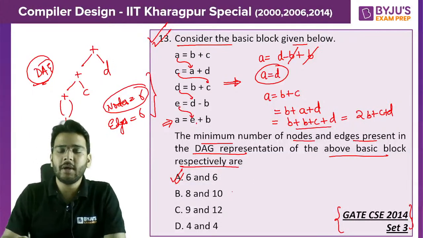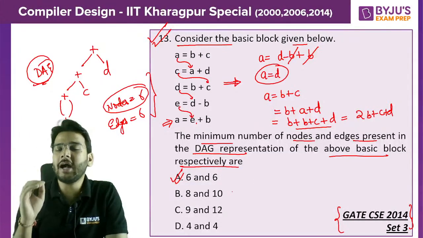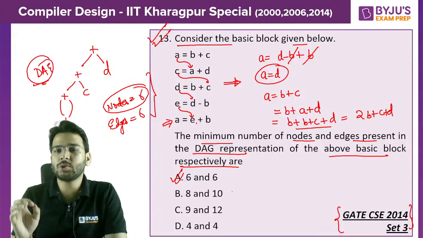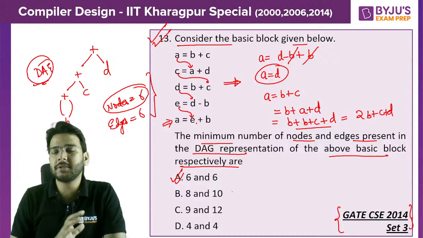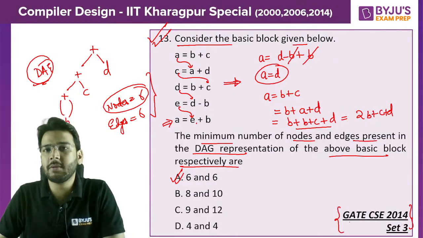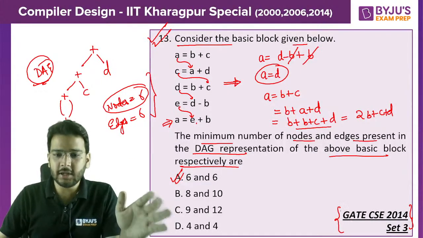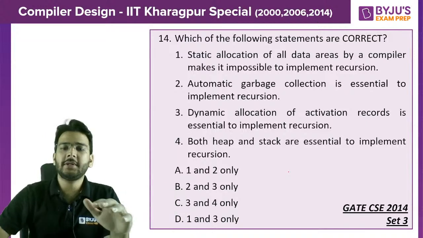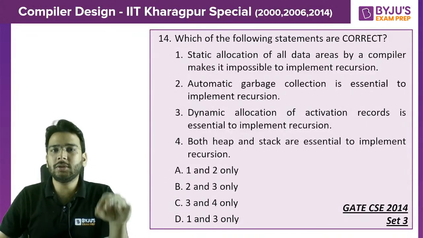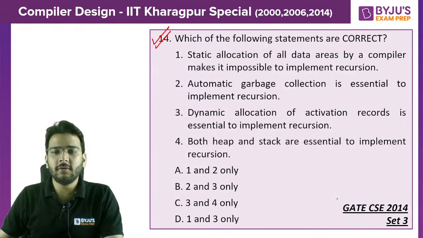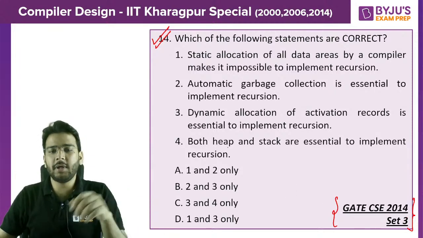Is it clear? 8 and 10 you will get, but that is not the optimized one. 6 and 6 is going to be the correct representation, the optimized one, if we are representing this given basic block through DAG. Is it clear, everyone? If you have any doubt, please ask. And let's proceed to the third last question of this session. Question number 14, again from GATE CSE 2014 set 3. Yes guys, be quick.